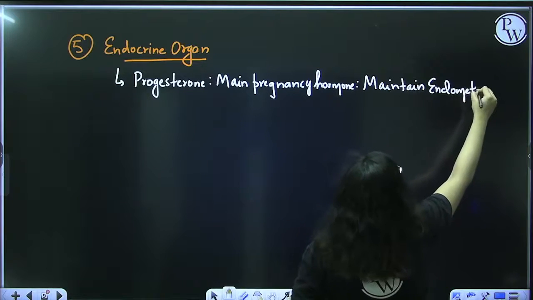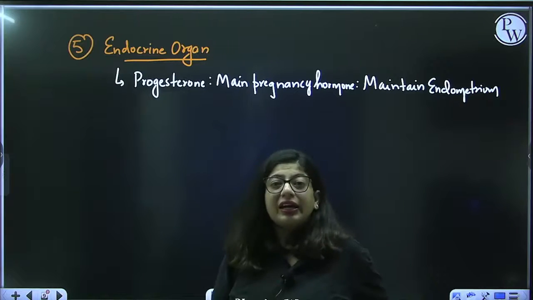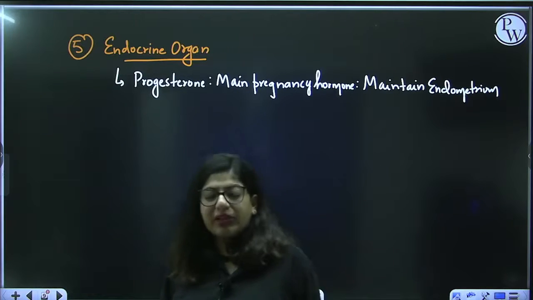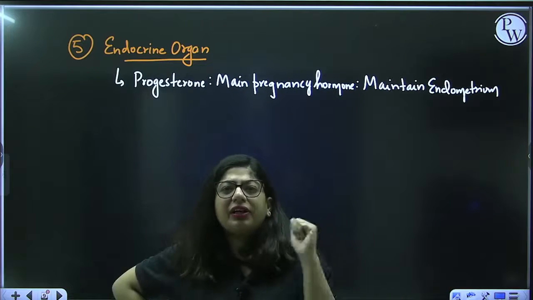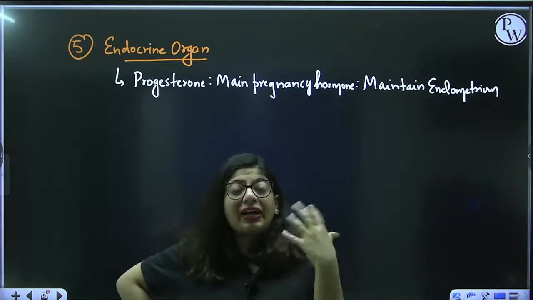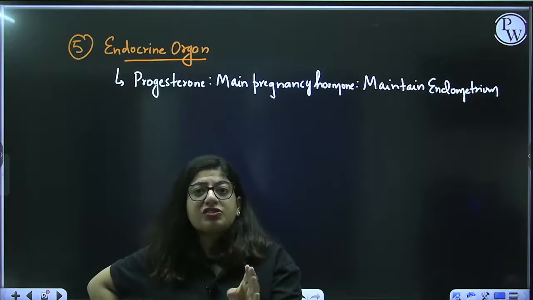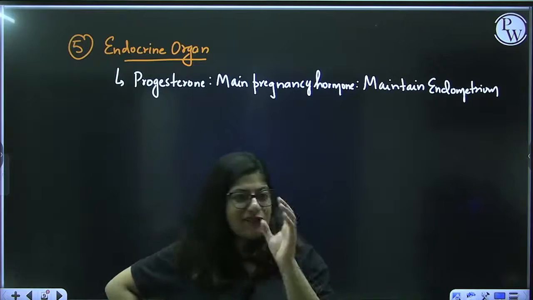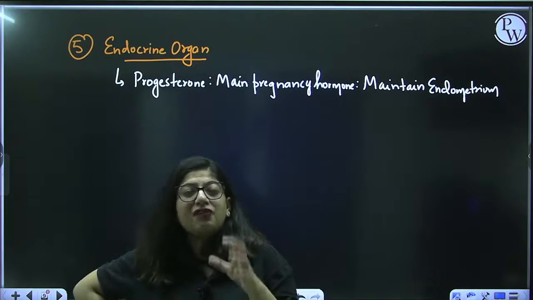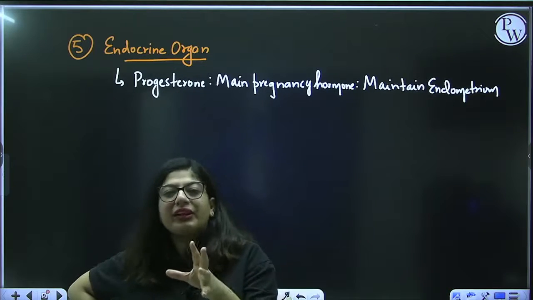Now, you must be thinking, ma'am, it is secreted by the placenta, maintaining the placenta. Very true. In the first 3 months of pregnancy, when the placenta is not fully formed, it is not a complete endocrine organ. It becomes a highly active endocrine organ after the first trimester. In the first 3 months of pregnancy, the placenta is not fully formed.